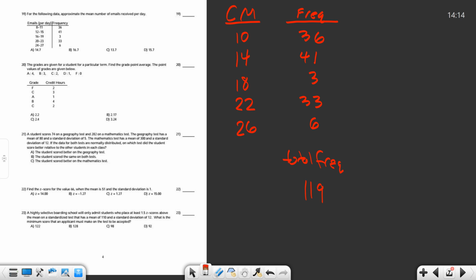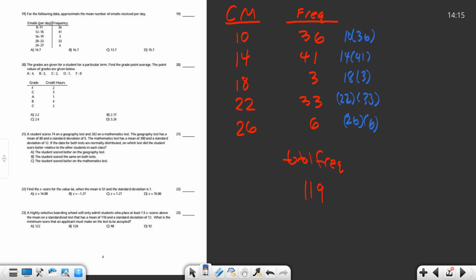And then remember, you take the sum of your class midpoints times the frequencies, so you multiply each one of these. So you do 10 times 36, you do 14 times 41, you do 18 times 3, you do 22 times 33, you do 26 times 6. And when you do that, you're going to sum all those things up once you get them multiplied.